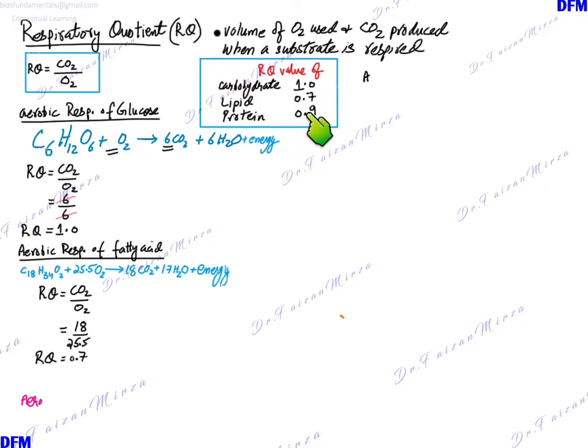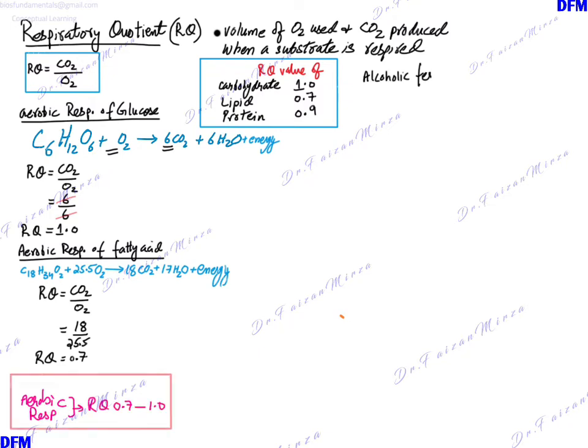So a value of 0.9 actually shows that carbohydrate and lipid are being respired together. So the value of RQ is higher than 0.7 and lower than 1.0, which is around 0.9. That doesn't mean protein is being respired, but a combination of carbohydrate and lipid is being respired by that organism at that time. So you need to recall, just learn the values and the logic behind this.